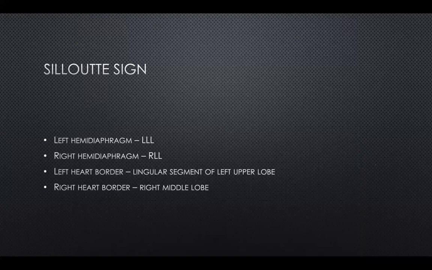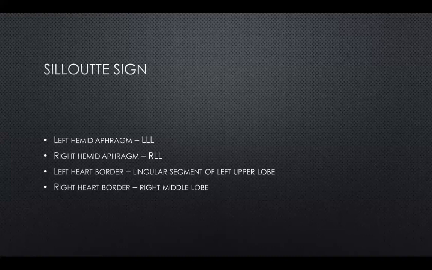So that takes me nicely onto the silhouette sign. A silhouette sign is a sign that we use to try and locate where an opacity or consolidation is within a chest X-ray, and the different places it could be will tell you which lobe it's in. If you've got obscuration of the left hemidiaphragm, so you can no longer see the crisp outline of it, then there is consolidation within the left lower lobe. If you can't see the right hemidiaphragm because of the consolidation, then it's going to be the right lower lobe.